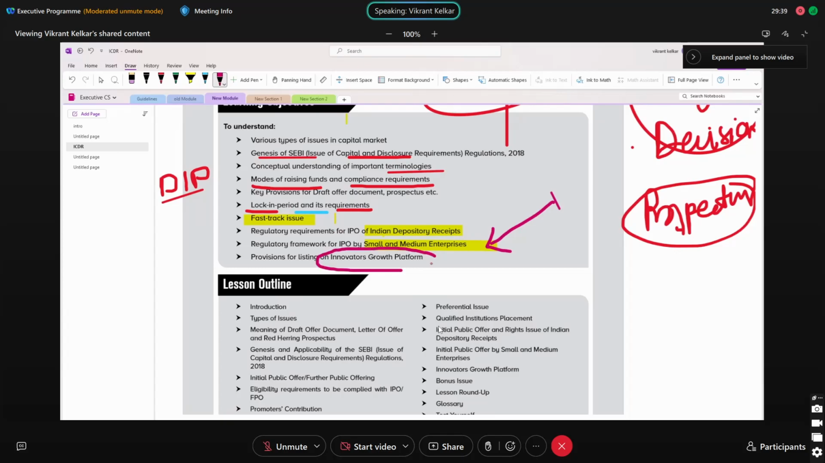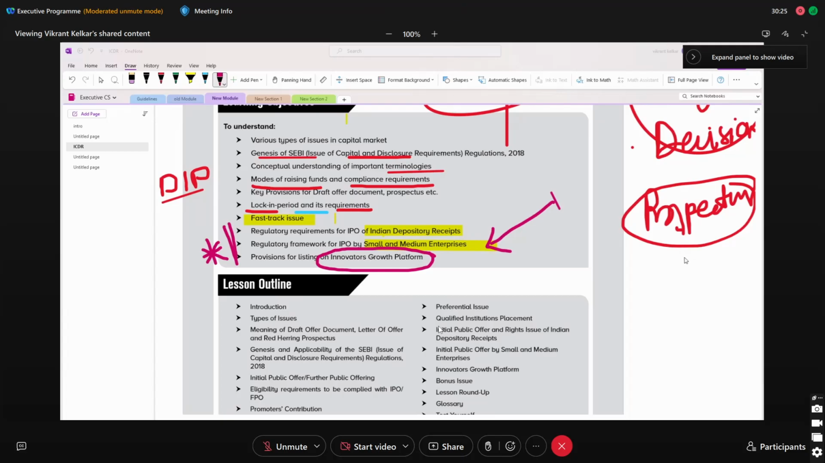And the last one, yesterday we also discussed this. It is the innovators growth platform. What is that, Mr. Murthy? Startups. Very good. Startups and ventures where again they are not able to raise funds by traditional means and are not eligible for raising funds in the traditional manner. A separate kind of platform is provided to them, known as the innovators growth platform. So from the exam's point of view, all these three topics are important. Mark them on the side, that you are going to have a question in your paper based on this. Do you understand?